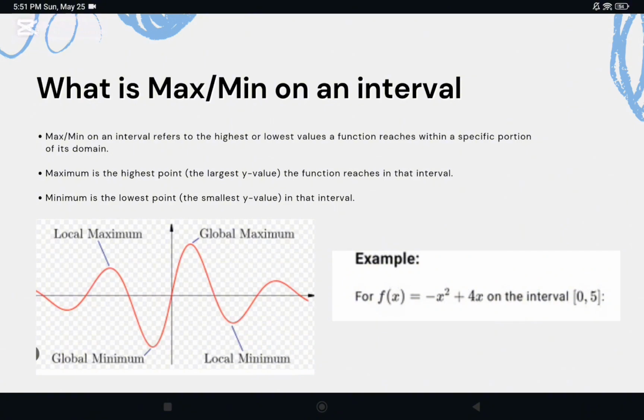where the first derivative of f of x equals 0, the critical points, and then we plug those x values and the endpoints into f of x, and compare the y values, where the largest is the maximum and the smallest is the minimum.